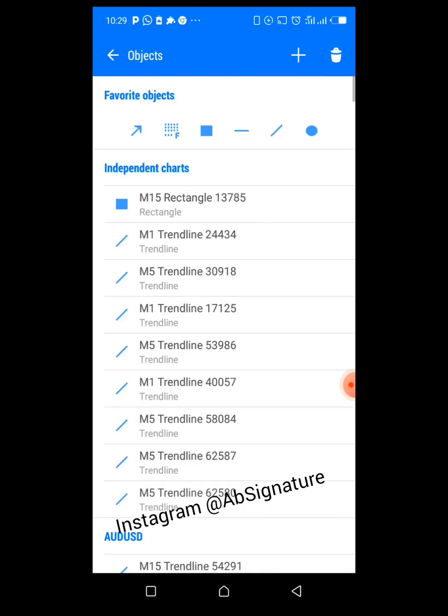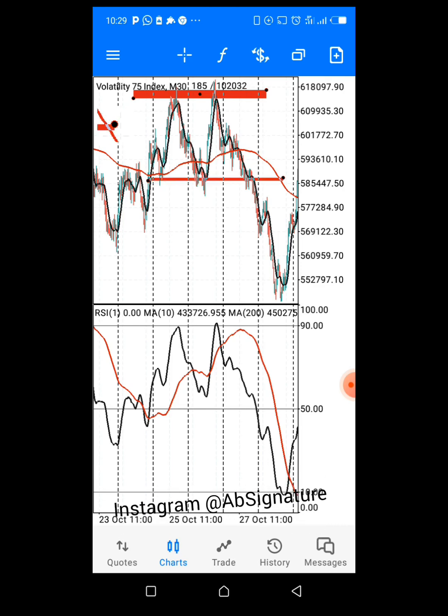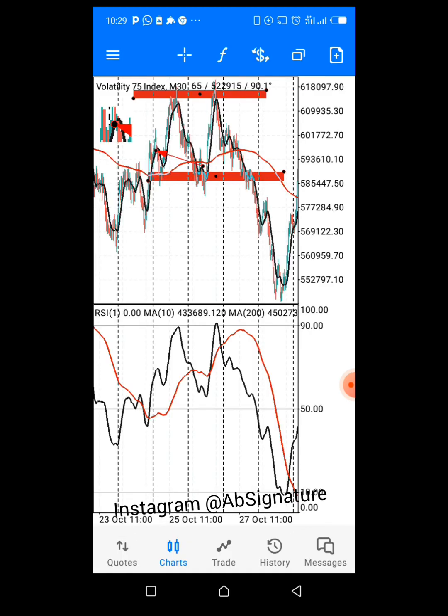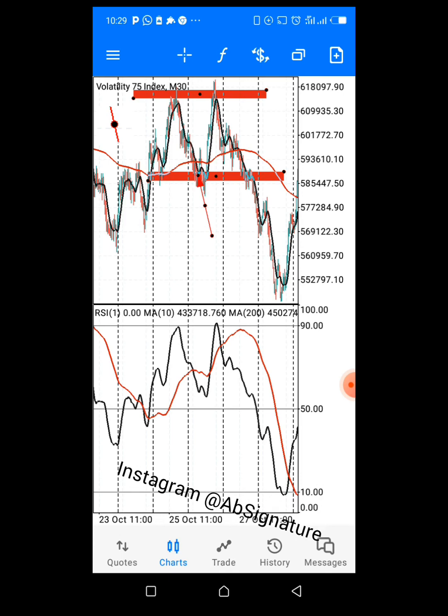Now, this is how I trade a double top. If I can spot a double top forming on my chart, I will only wait for a breakout of the neckline. This is the neck. So I'm only waiting to see a breakout of this neckline. Once the market breaks and retests, that is where I can execute my trade.